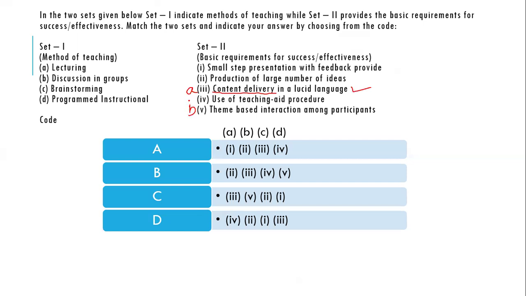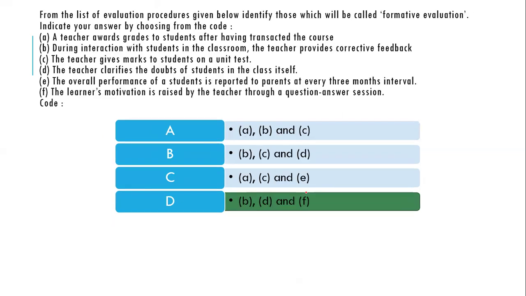And then brainstorming will have production of a large number of ideas. It's the best option. Then programmed instruction, the small step presentation with feedback provided. That would be the best option. So A3, B5, C2, and D1. It will be the best option. Yes, that's the right answer.